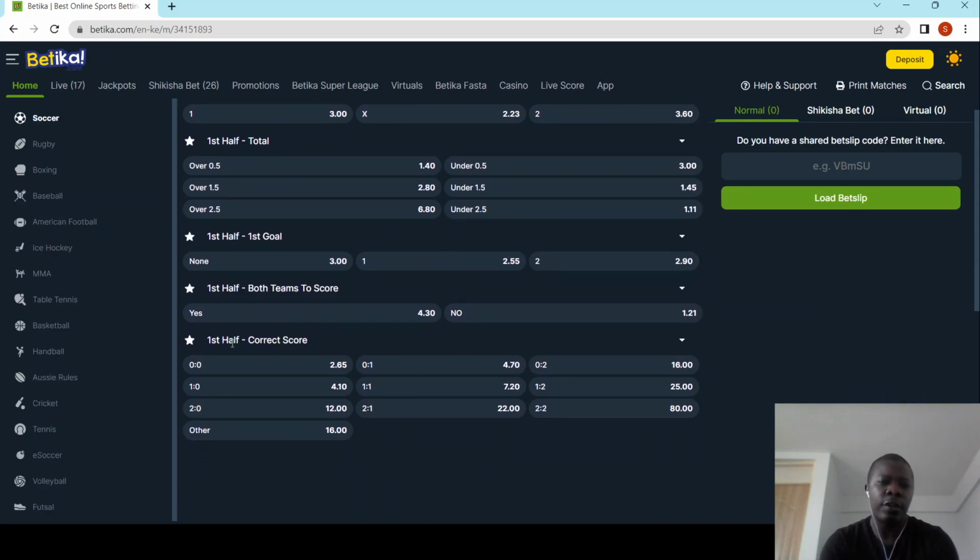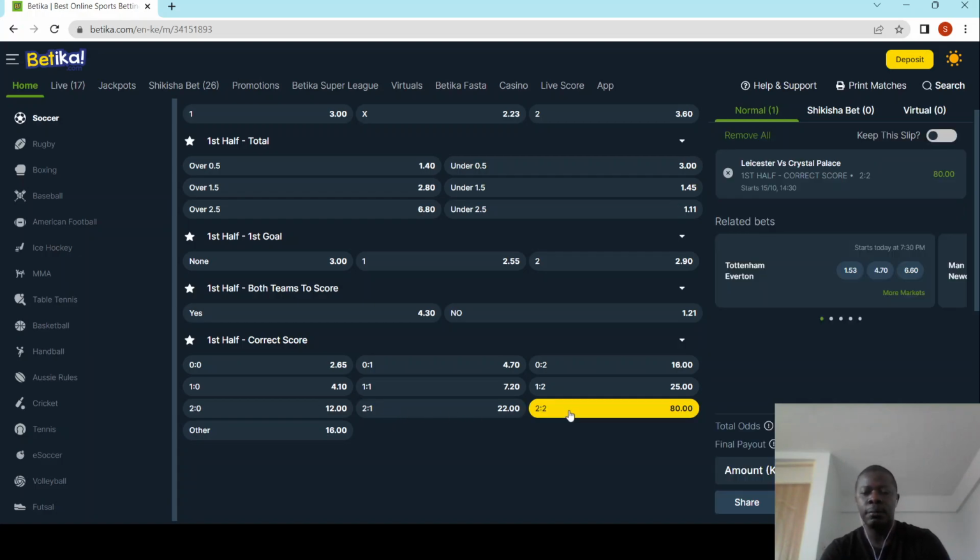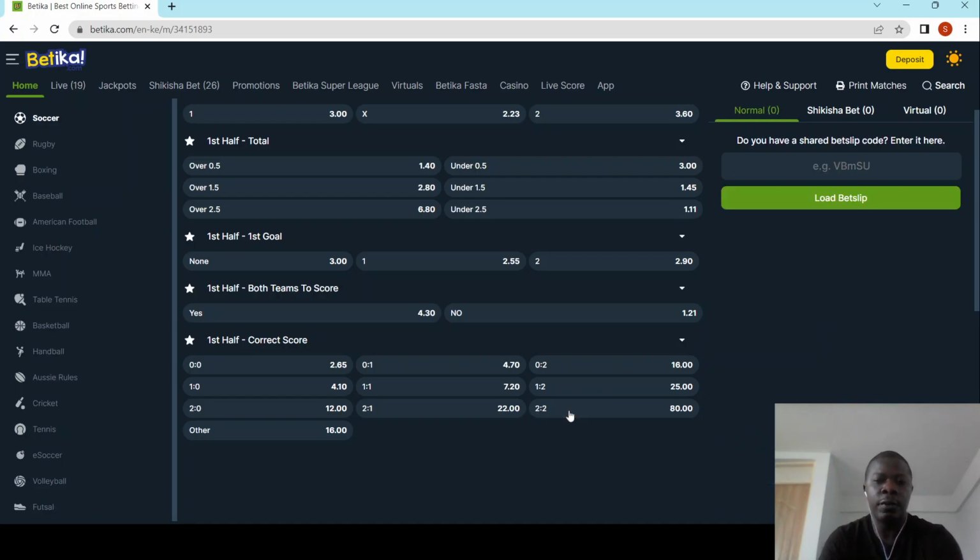Then there's also first half correct score. There's also full-time correct score, but there's also first half correct score, where you can say it will end in 0-0, it will end in 1-0, it will end in 2-2 goals, home team leading 2 goals to 0, and you see the odd here. If you say it will end in 2-2 at first half, the odd is 80, meaning if you have placed 1,000 shillings, you get 80,000. But you see, this is a very hard one to predict.